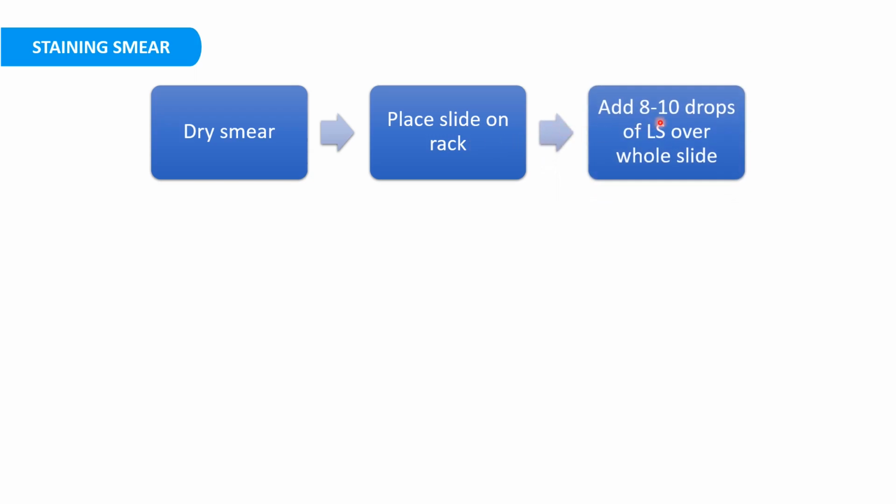Then you have to add 8 to 10 drops of Leishman stain over the whole slide. You need not count exactly 8 to 10 drops, but at least that much Leishman stain should be given that it covers the whole smear. So you have to cover the whole smear. If it is 8 to 10 drops, good. If it requires more drops, then it is okay, because this 8 to 10 drops will vary from bottle to bottle. So remember that you have to cover the whole smear, not the slide but the smear. But it should not be less.